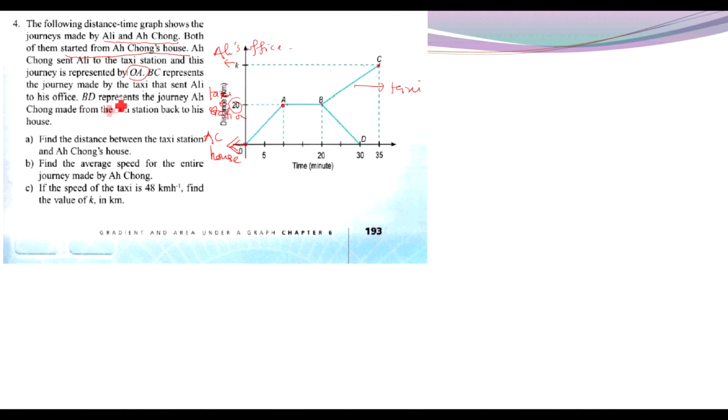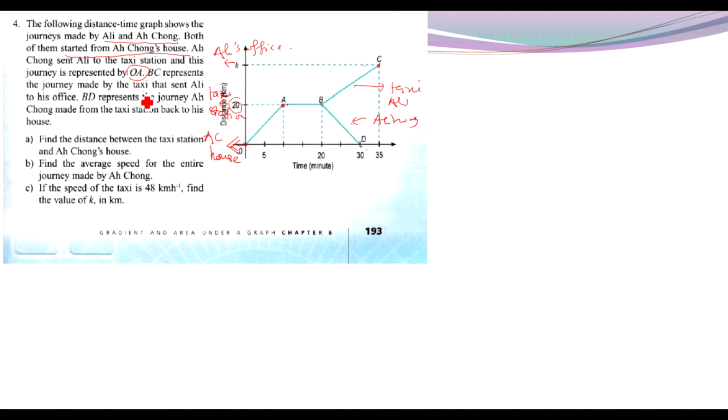Okay, BD represents the journey of Ah Chong made from the taxi station back to his house. You see that it goes down to 0, and 0 is Ah Chong's house. That means this is Ah Chong. This taxi station takes Ali. This journey is for Ah Chong, to his house.